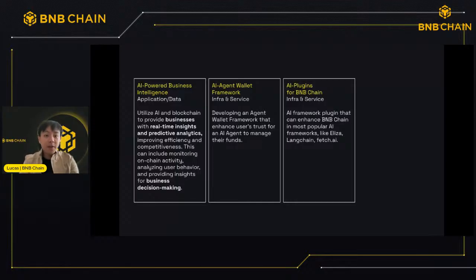AI agent wallet framework. So this is to build a secure AI-powered wallet that makes transactions seamlessly. And the last one would be AI plugins for BNB Chain. And this is also pretty straightforward, and that is to build plugin in popular AI frameworks such as Eliza, LangChain, and Fetch AI.